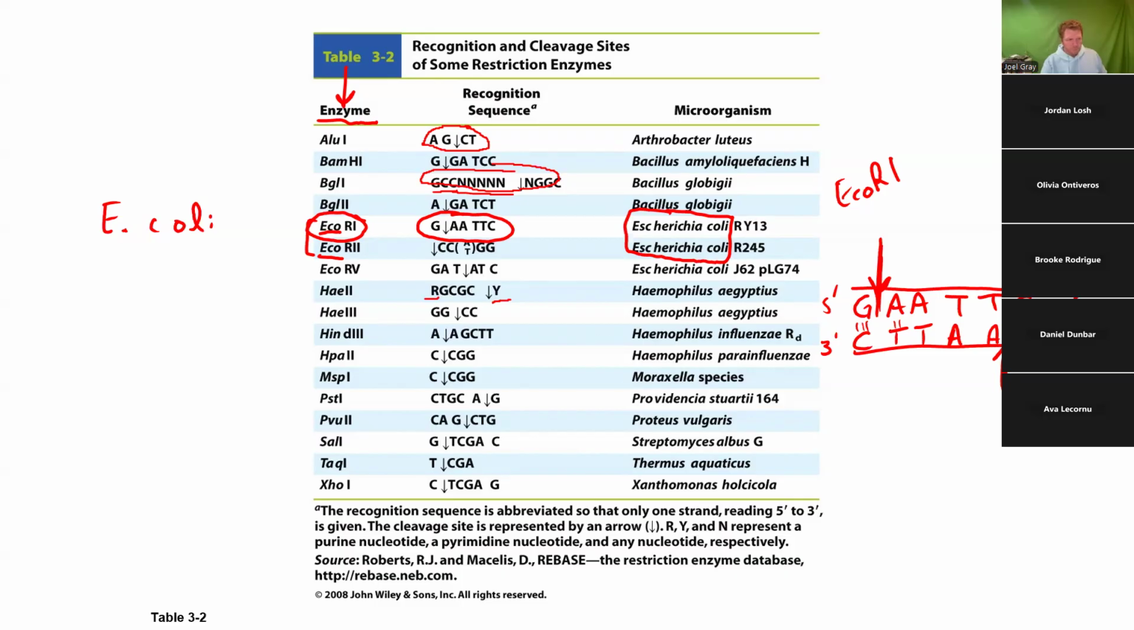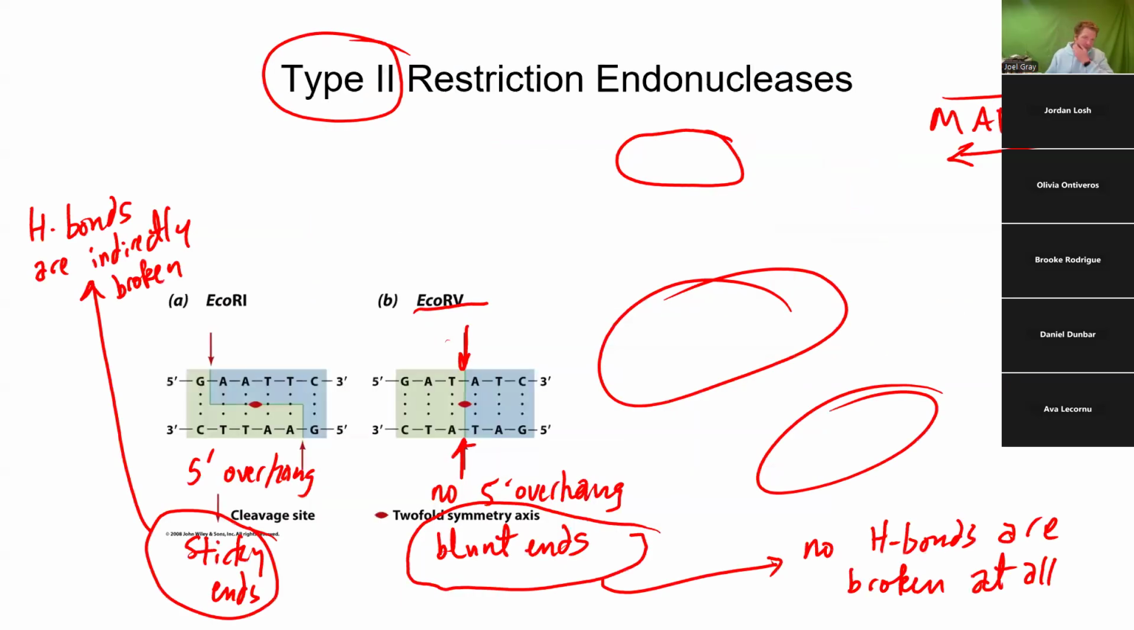So if I were to give you something like this and say, all right, well, we cut between the G and the A, is that going to result in sticky ends or blunt ends? Is there going to be a 5' overhang? Are there going to be hydrogen bonds broken at all? That's the sort of question that I would ask you.